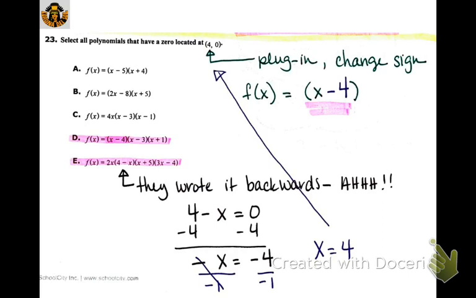Okay, select all polynomials that have a 0 at 4, 0. So look for factors that if you set them equal to 0, they would give you 4 as an answer. So this one, if you set that equal to 0, of course it would give you x equals 4. None of those other ones work, so this one works well, and then this one does work well also. 4 minus x, as you can see the work here, solve for x, you do get 4.